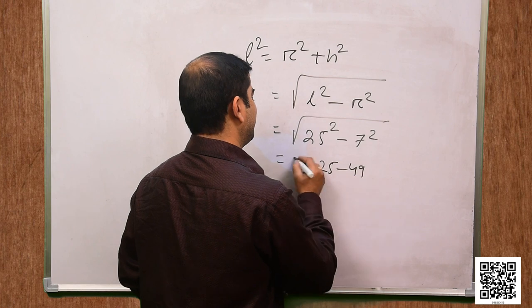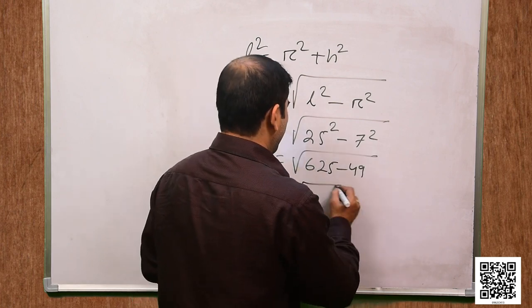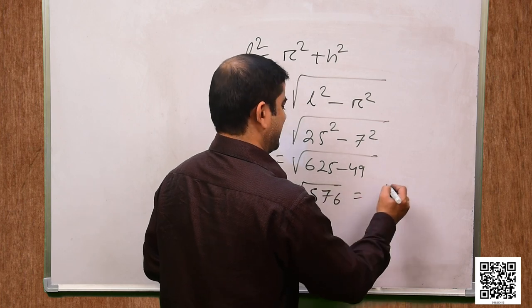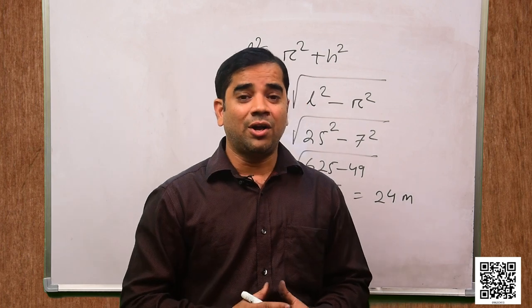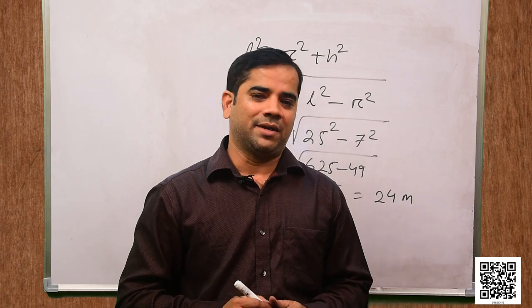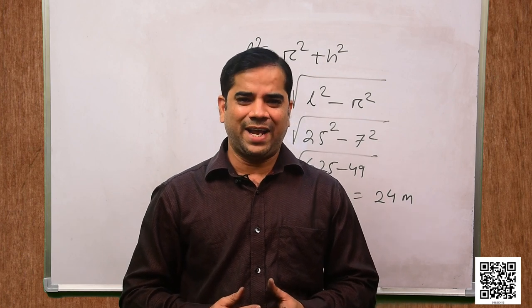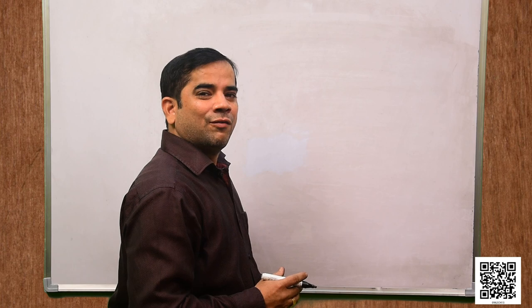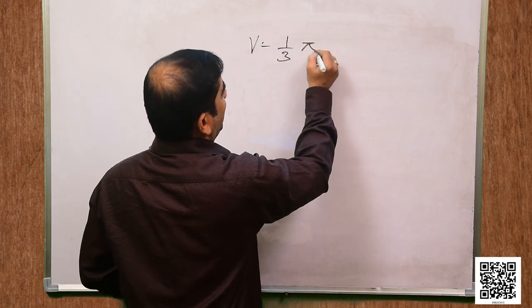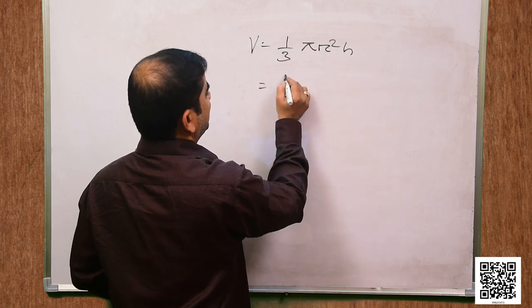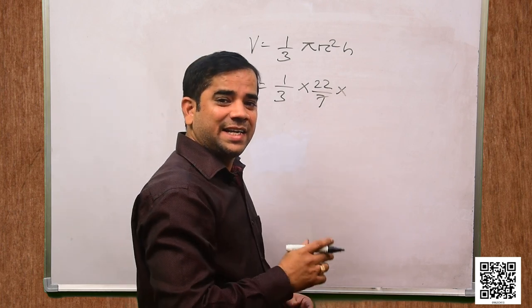625 minus 49 root over, that is equal to, yes, root over 576, or that is 24 meter. Okay, so the height is 24 meter. Now, let us find the volume of the conical tent. Okay, so students, what is the volume? Volume is equal to 1 by 3 pi r square h, that is 1 by 3 into 22 by 7. What is r? It is 7.